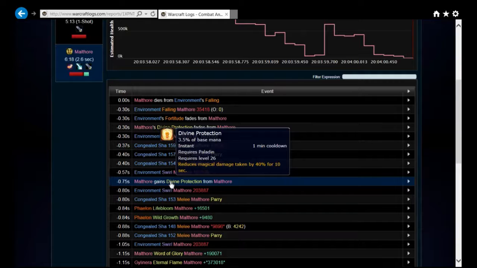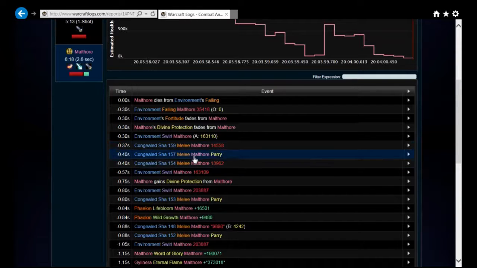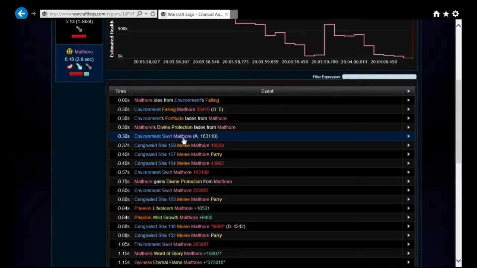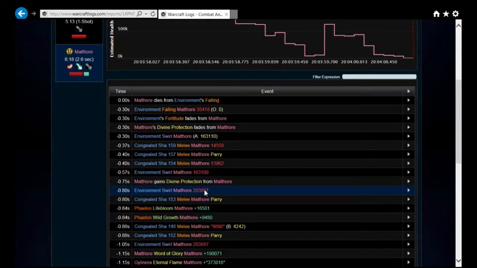from a raider. You want to see, hey, I'm getting screwed up here. Let's protect ourselves. Let's have some instantaneous reaction time. So he popped Divine Protection. Swirl hit him again for 163K. He had a few Congealed Shahs hit him. He parried one of them. Swirl hit him again. His Divine Protection faded. And obviously the fountain that shoots him up in the air took what little bit of health that he had left and killed him. So I think this is, from a raid leader's perspective, this tells me, hey, mistakes happen.